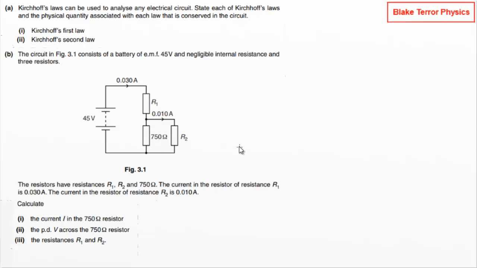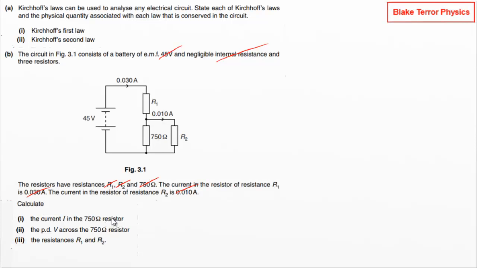Right, so now we've got a circuit analysis. We've got a 45 volts, that's on the picture, don't need that. Negligible internal resistance, that's fine. 3 resistors, yeah. R1, R2, which they've got on there, 750. Current in the resistor, yeah, they've marked that. Current in that, they've marked everything on the picture, so we've got nothing else. It's all there on the circuit diagram. Calculate the current I in the 750 ohm resistor.